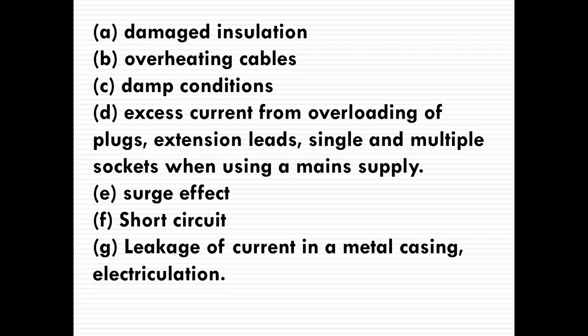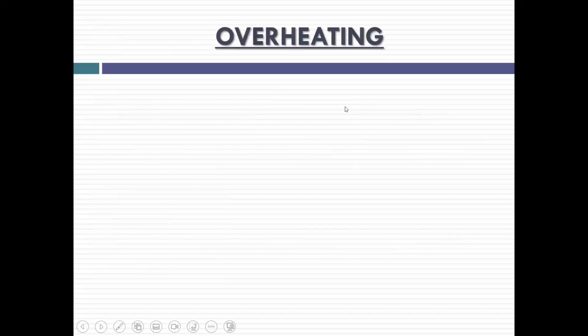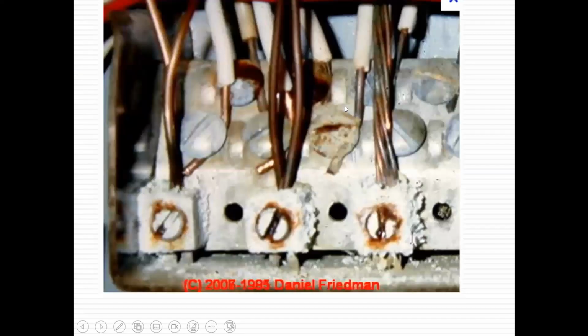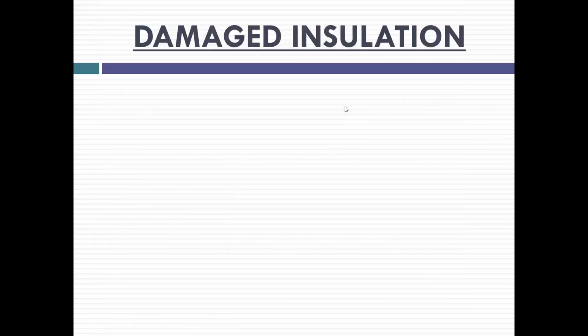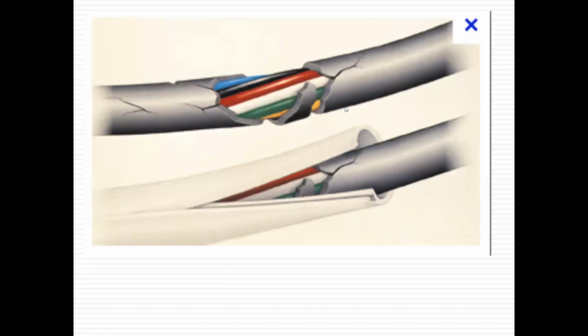These are some common hazards of electricity. Some of them have to be done in detail. Damaged insulation, overheating of cable. This is called overheating. You must have seen these types of plugs and sockets which turn dark black because of overheating. Damaged insulation: the insulation gets worn out.